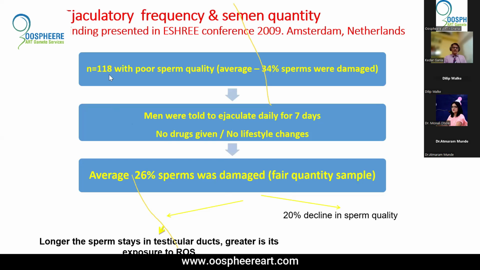In this study, 118 patients with poor sperm quality were told to ejaculate for 7 days, with no other drug, no lifestyle change. They found 80% showed improvement in the sperm parameters and 20% showed decrease in the sperm quality.